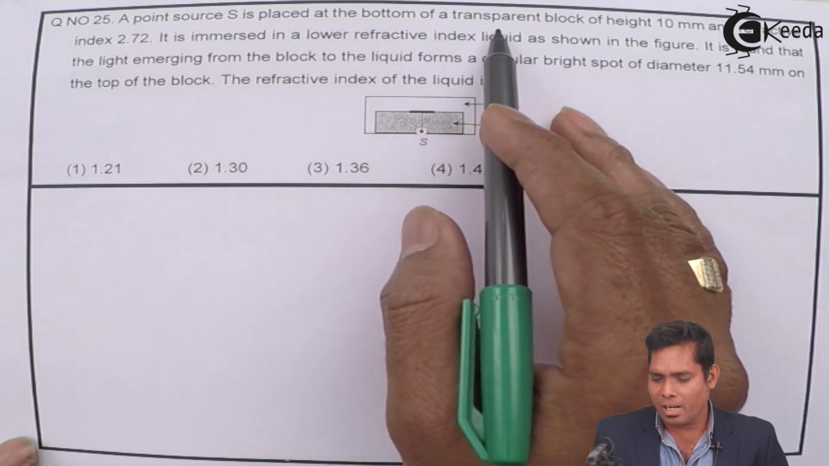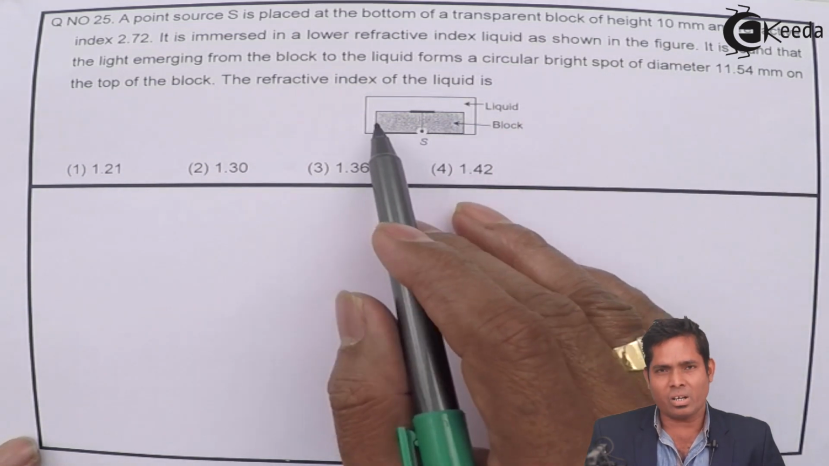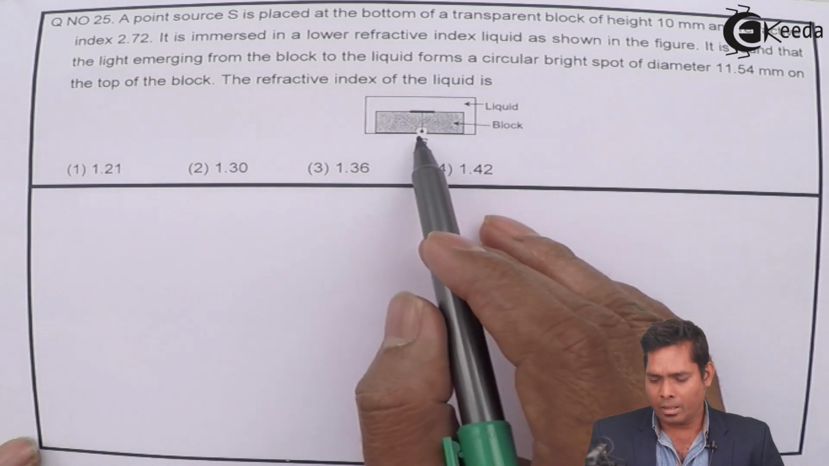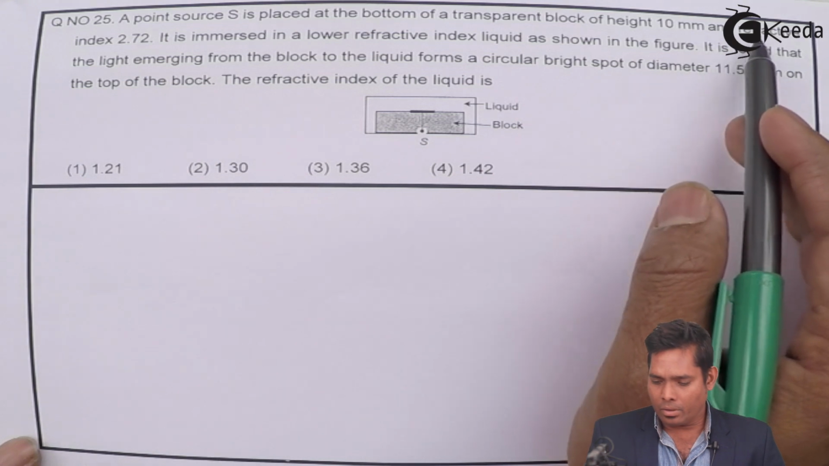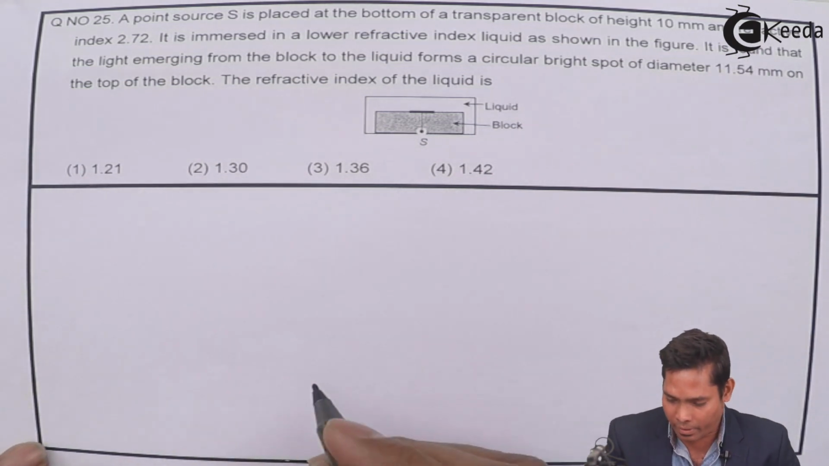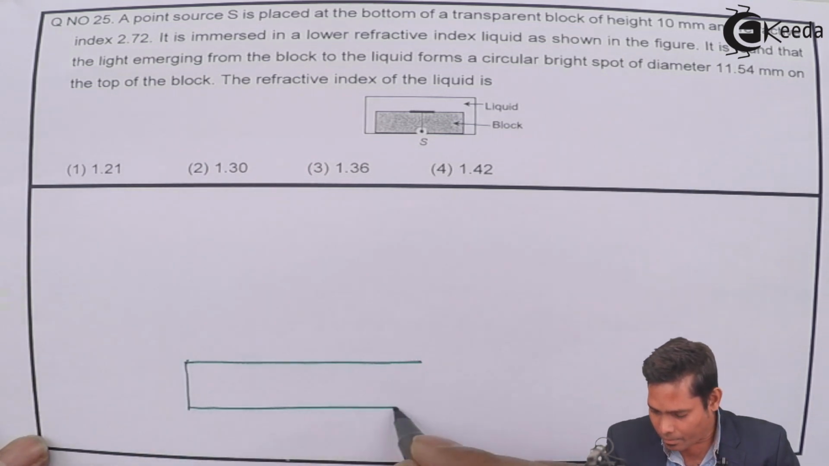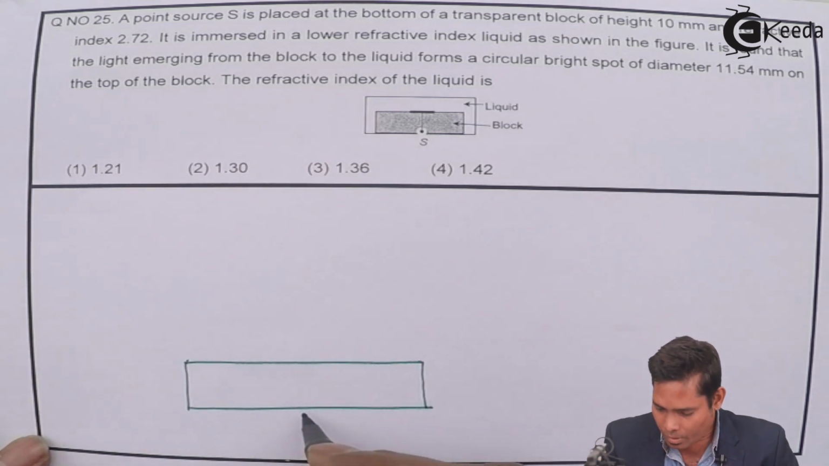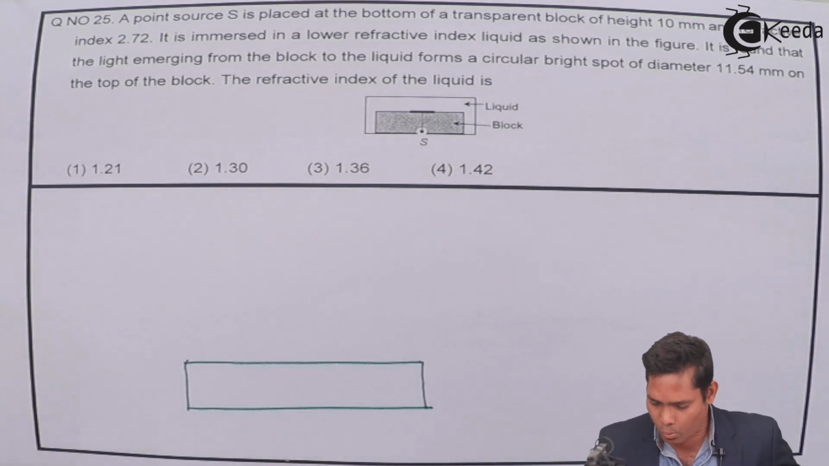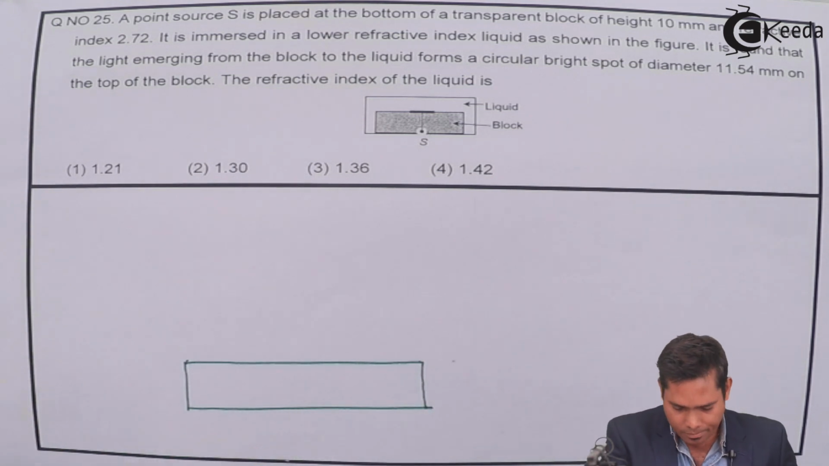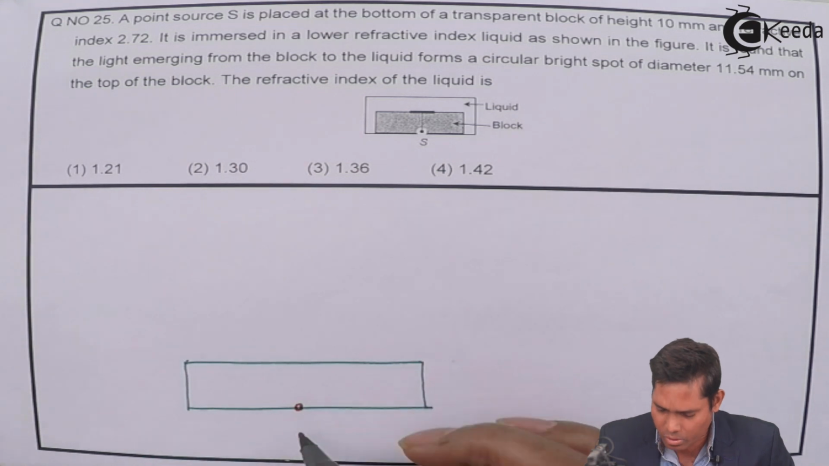It's placed at the bottom of a transparent block of height 10 mm. This is a block which is transparent and height is 10 mm. So I'll have a drawing like that. I have a block like this. This is a block. A point source. So there is a light source here. This is a point source.